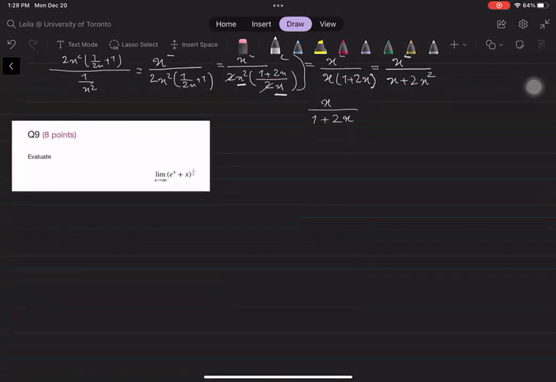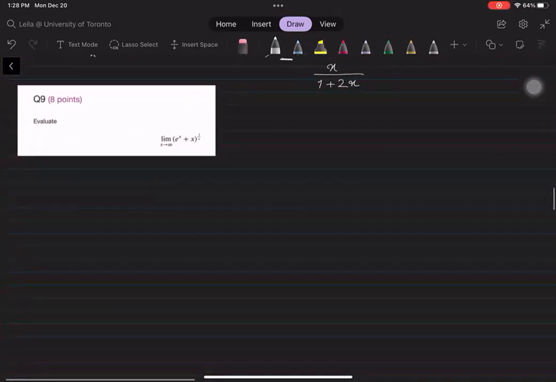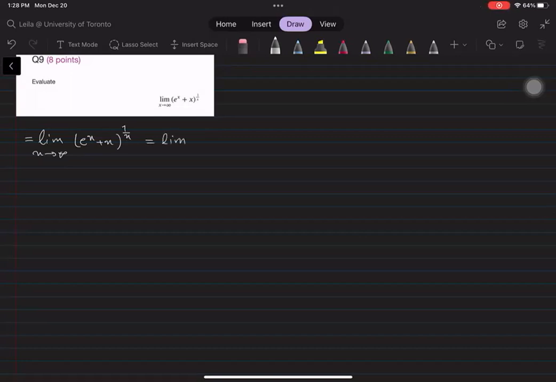So this next question is kind of like the one before. So you have... and you can rewrite this as e to the power of x plus x to the power of 1 over x. And so this power is going to go over here.